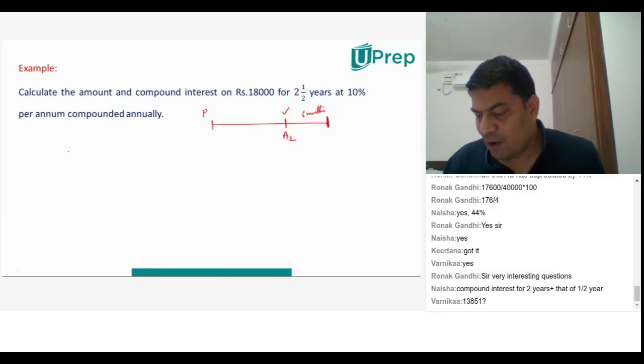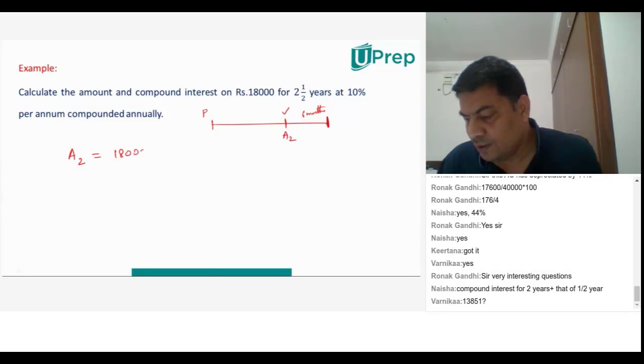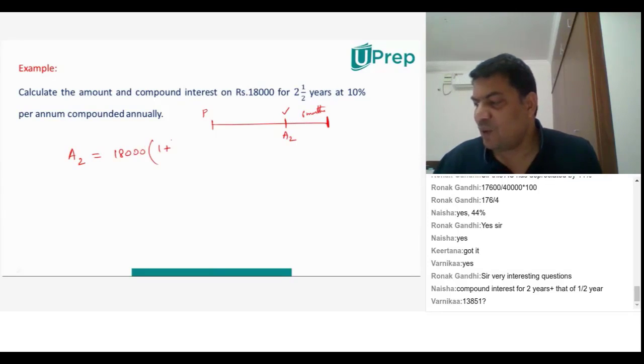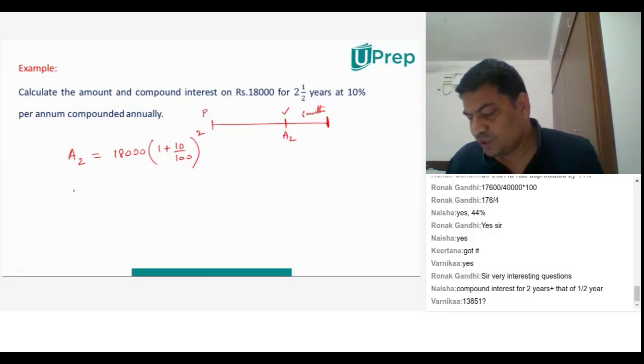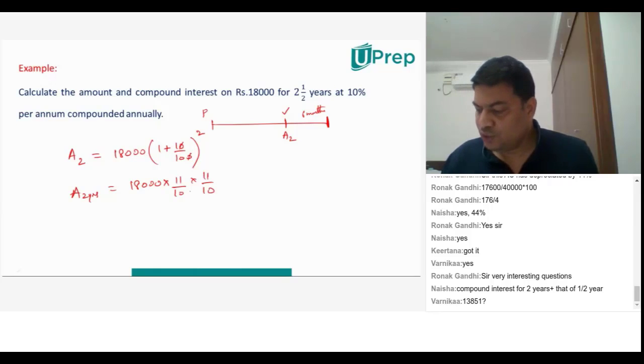So let's calculate the amount at the end of 2 years. What is the amount at the end of 2 years? 18,000 multiplied by 1 plus r by 100, where r is 10, so 1 plus 10 by 100, whole to the power of 2. So the amount at the end of 2 years will be 18,000 multiplied by 11 by 10 into 11 by 10. Correct? So 2 zeros and 2 zeros get cancelled.